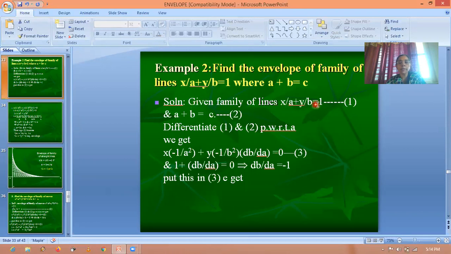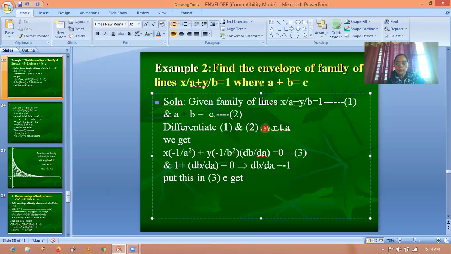Given the family x by a plus y by b equal to 1, so that a and b are connected by a plus b equal to c. Differentiate 1 with respect to a itself. It is not partial; you are differentiating with respect to a here, treating x and y as constant. So x into differentiation of 1 by a, minus 1 by a square, plus y into differentiation of 1 by b, minus 1 by b square into db by da, differentiation of 1 is 0.